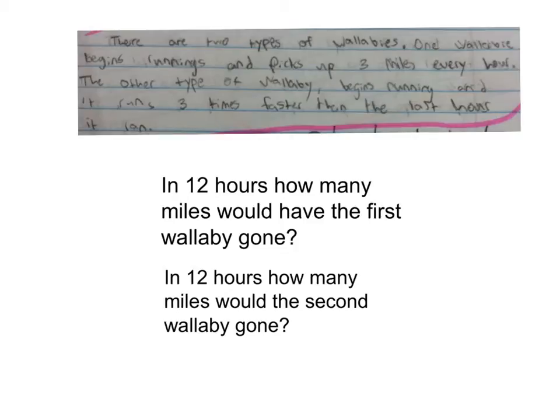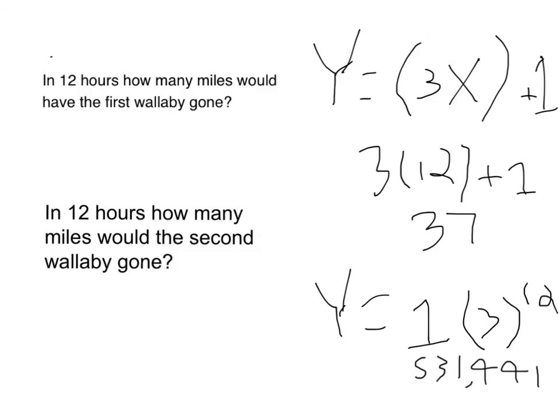The second one is exponential growth, which means that you can find the next value using multiplication or division. In this case, multiplication. For the work of these equations, you would do y equals 3x plus 1, and then you would substitute 12 for x, and that'll give you 37, because 3 times 12 is 36 plus 1 equals 37.